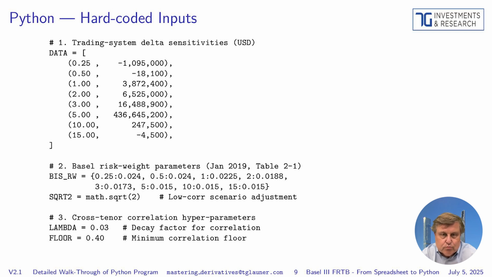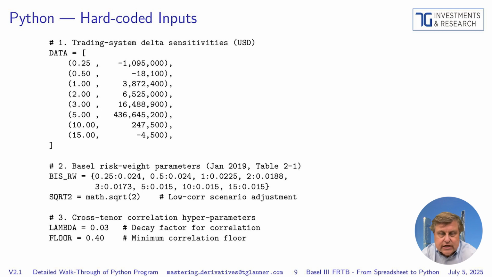The second section provides Basel risk weight parameters from the January 2019 table. They are stored in a dictionary where each key is a tenor and each value is the associated risk weight. For instance, both 0.25 and 0.5 year tenors have a risk weight of 2.4%. The variable square root of 2 stores the square root of 2 and will be used for low correlation scenario adjustments.